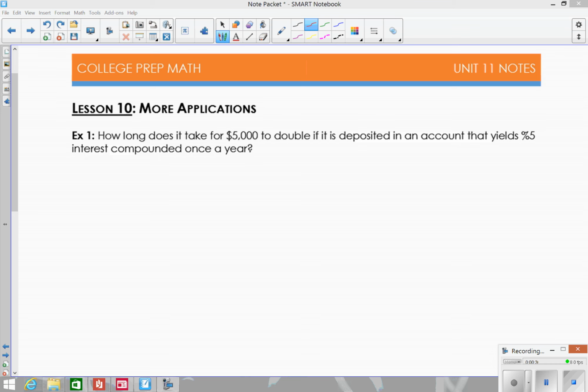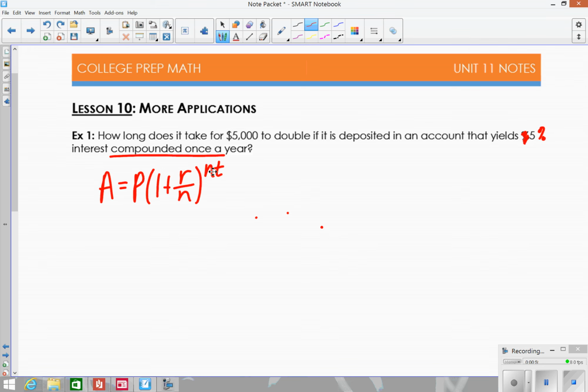It says, how long does it take for $5,000 to double if it's deposited in an account that yields 5% interest compounded once a year? So if you remember back at the beginning of this unit, we talked about the compound interest formula, and it looks like this. A equals the principal times 1 plus r over n raised to the nt, where r is the rate, n is the number of times compounded, and t is the time that we're talking about.